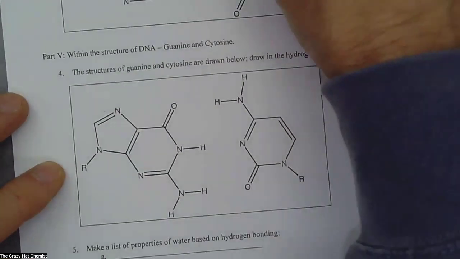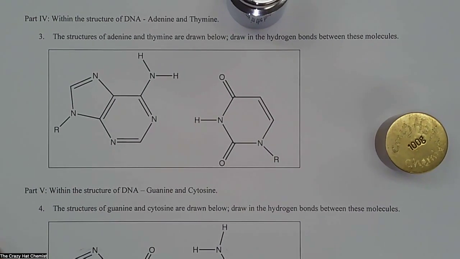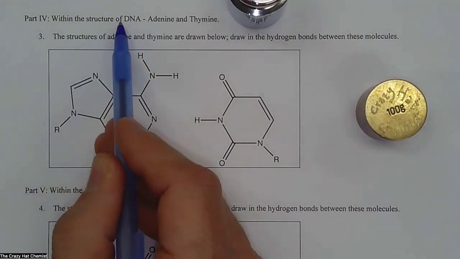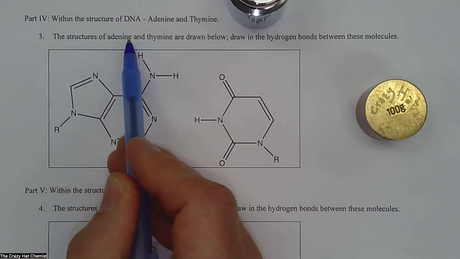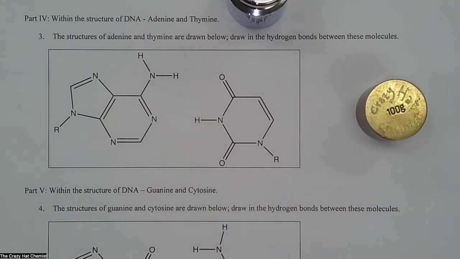Here we go. Let's see here. Part number four. Part number four says, within the structure of DNA, there's adenine and thymine. The structures of adenine and thymine are drawn below. Draw the hydrogen bonds between these molecules.